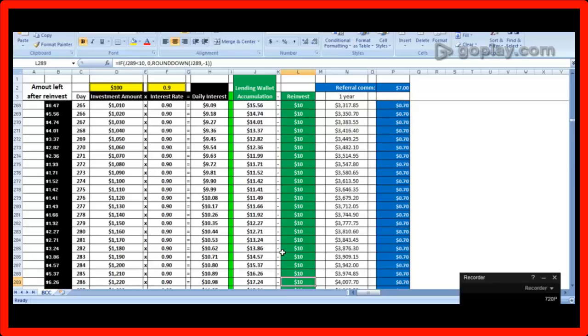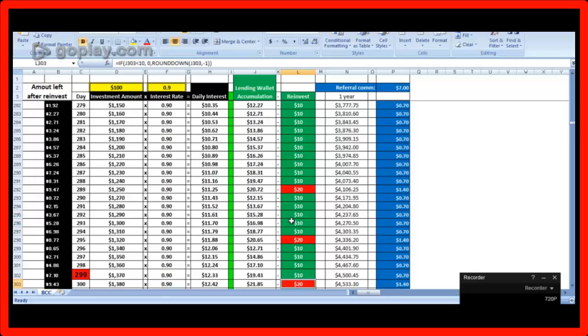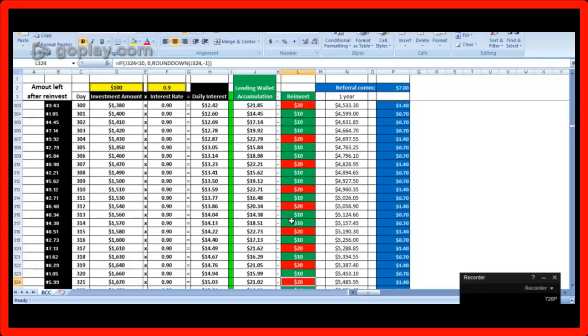What will start to happen is your first $20 day. At day 289, you're up to $1,250 invested, making $11.25 a day. And this is the first day where you got enough interest to make 2 $10 reinvestments. And then you'll start to see these red $20 days get closer and closer and closer. This is the power of compounding interest. The money that you have invested is building on itself and increasing every day with these new little reinvestment loans.